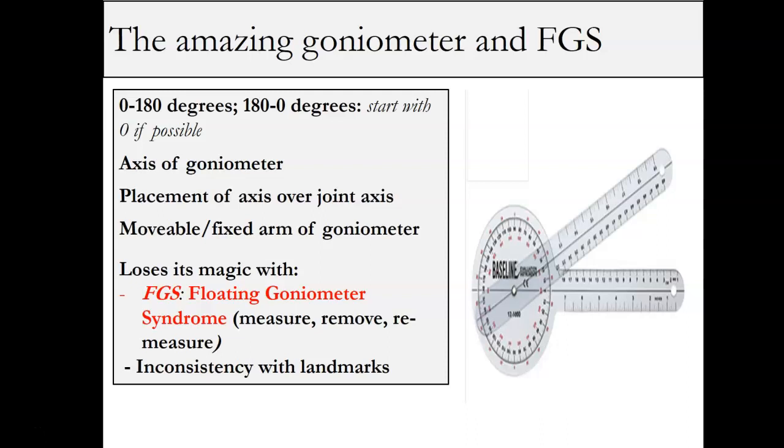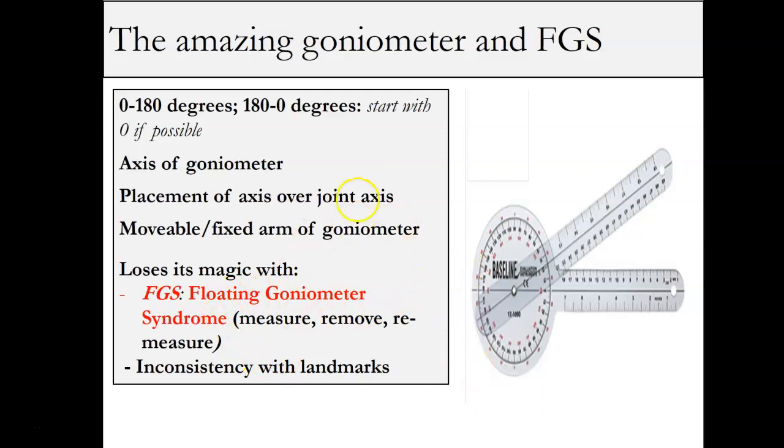The goniometer, again, this is one of the ones we use for the bigger joints, like the shoulder, hip and stuff. Here's the axis. This usually goes right over the joint axis, and it's 0 to 180 for the joints, degrees of that. The shoulder is 0 to 180. Others are not so much all that way. One has a fixed end and one has a movable end. Something called floating goniometer syndrome, FGS.